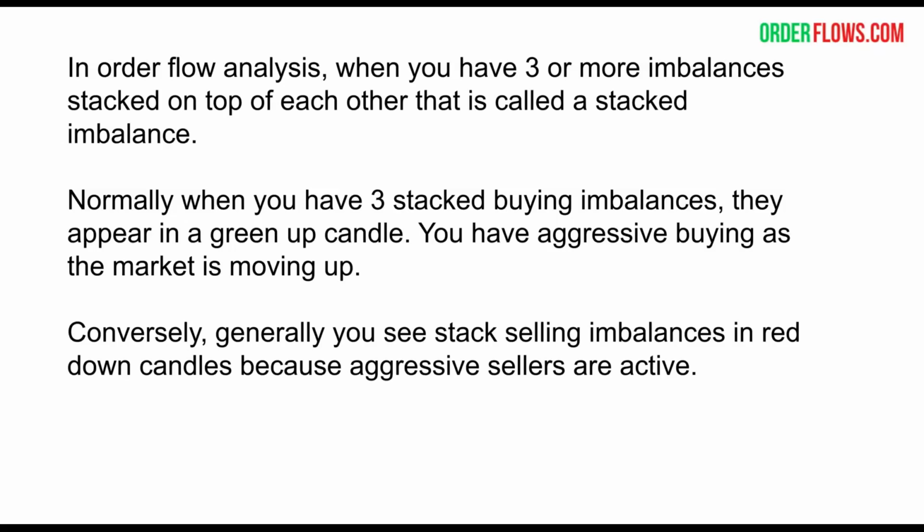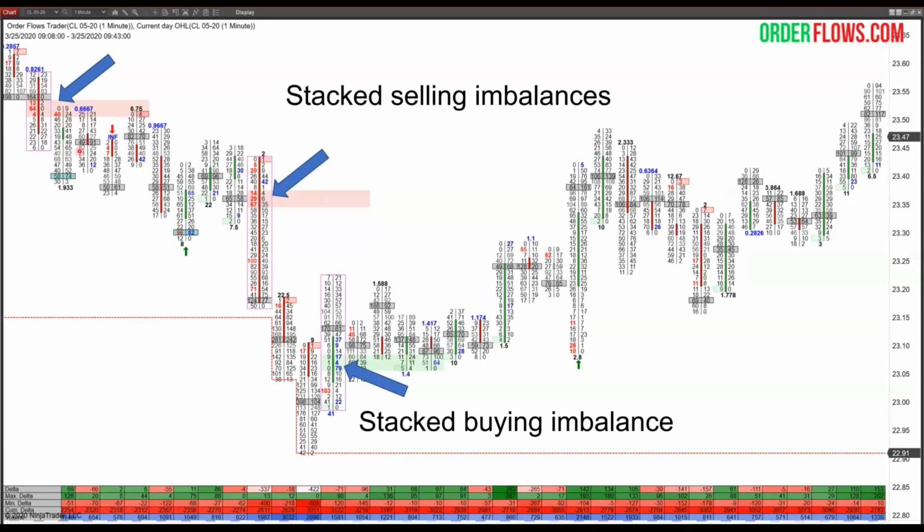Now, in order flow analysis, when you have 3 or more imbalances stacked on top of each other, that's called a stacked imbalance. I explained that a little earlier. And normally, when you have 3 stacked buying imbalances, they appear in a green up candle, because you have aggressive buying as the market is moving prices up. Conversely, when you see stacked selling imbalances, you see them in red down candles because aggressive sellers are active. So for example, as the market's moving down, you see red candles with stacked selling imbalances. You see green candles as the market is starting to go up with stacked buying imbalances.